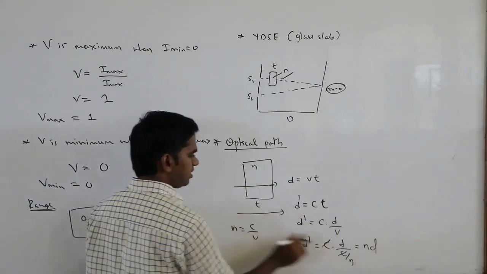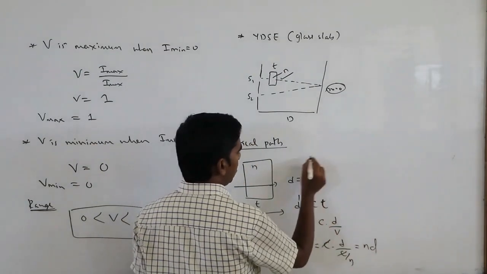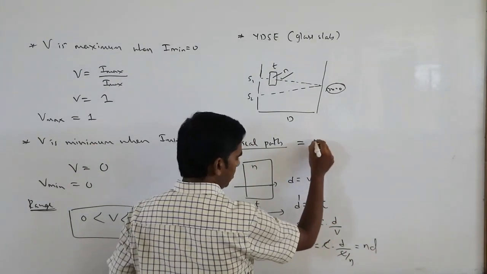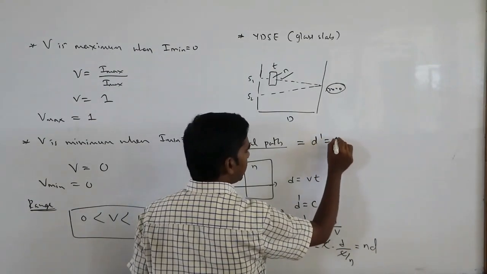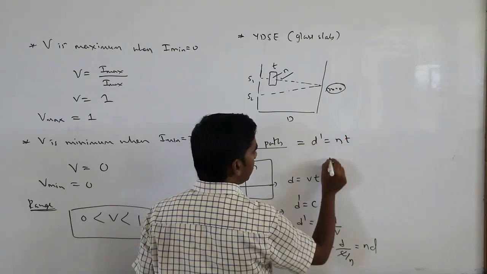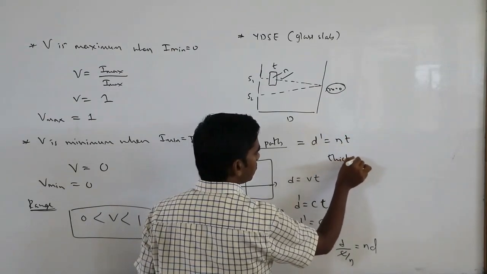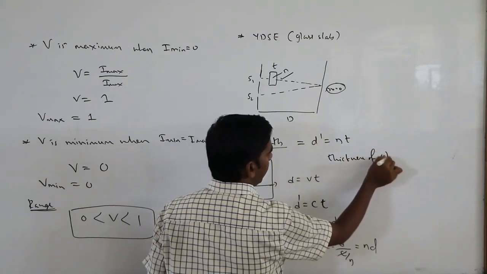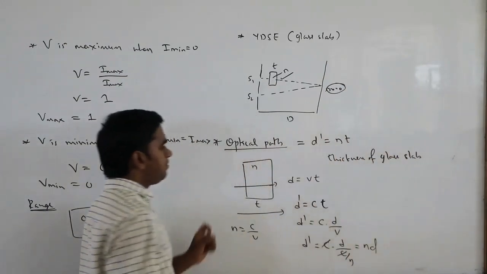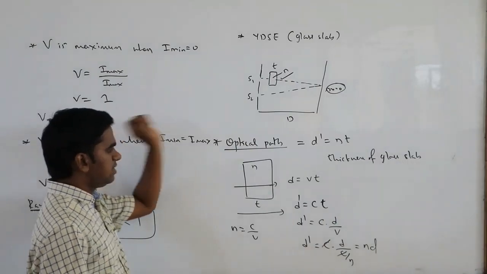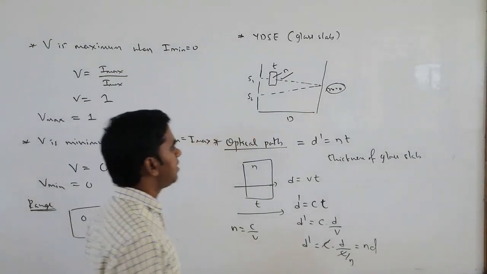If the thickness is t, d will become t. So the optical path, t dash, equals n into t, where t is the thickness of the glass slab. If this is the case, then the path difference will be different.